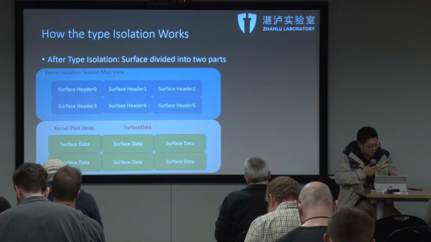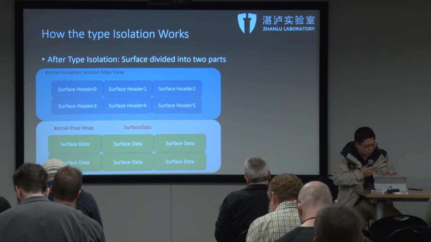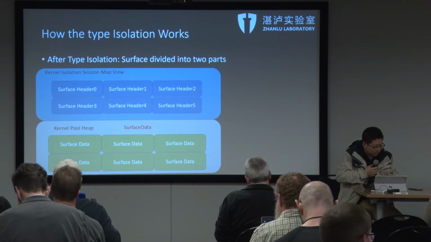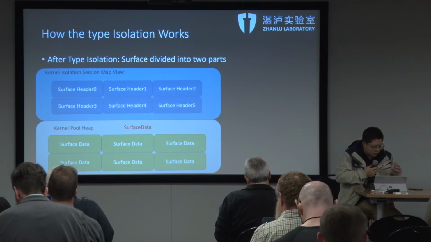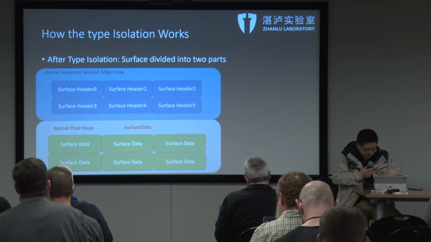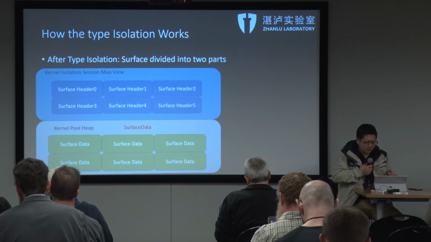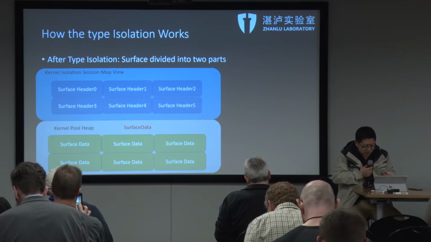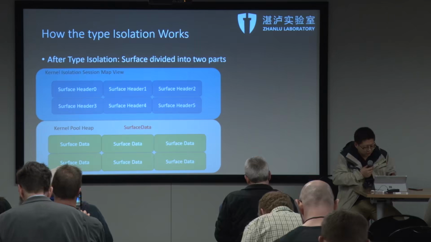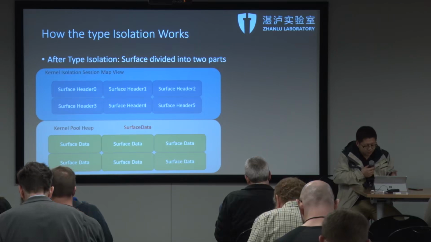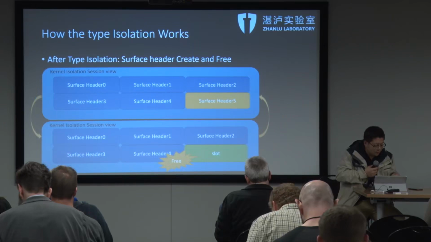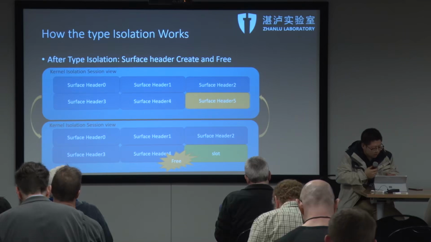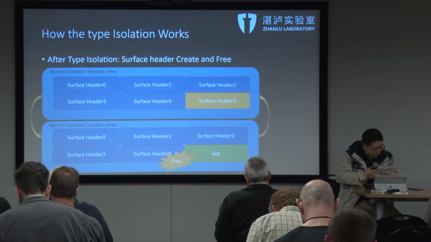After the type isolation, the surface is divided into two parts: the surface header and the data part. The header is located on the session map, and its data is still allocated on the session pool. They are not together. And this is how the type isolation works.